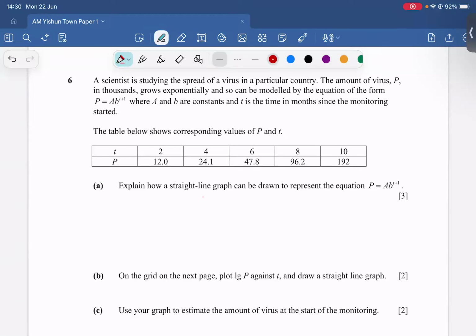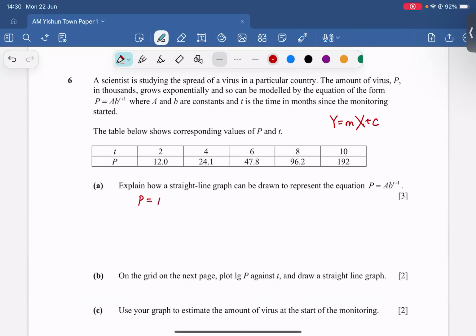Okay, explain how a straight line can be drawn. You must know that in linear law, the idea is to change into y equals mx plus c. The y and x can contain log, ln, any letter also can. Just don't put numbers inside there. Okay, so let's take a look at how to draw a straight line.